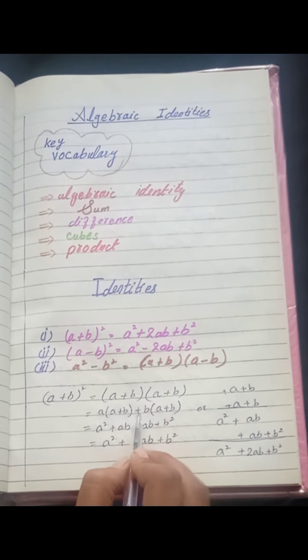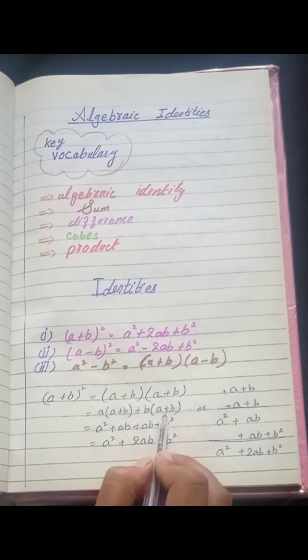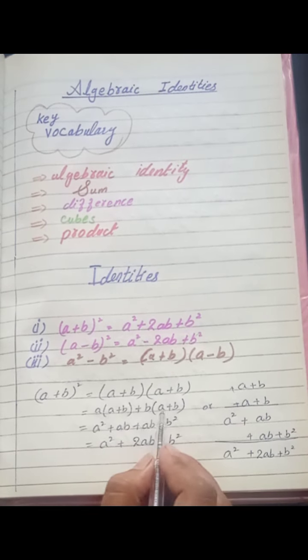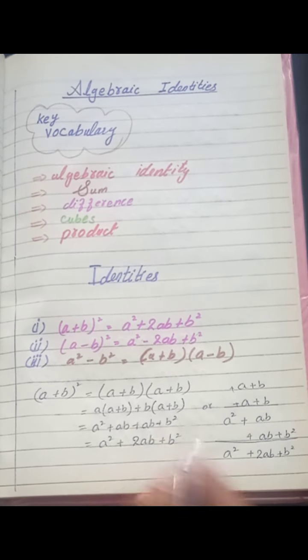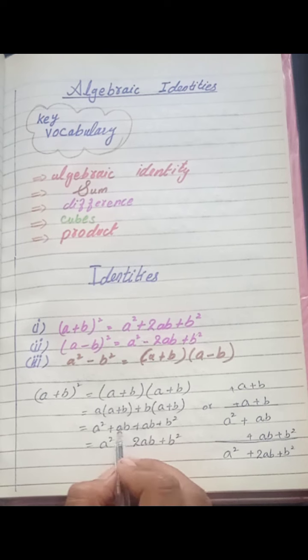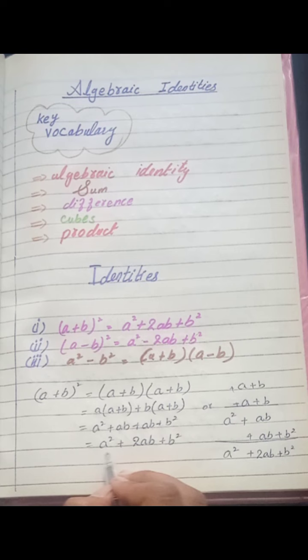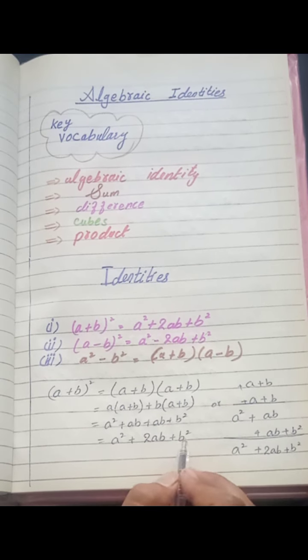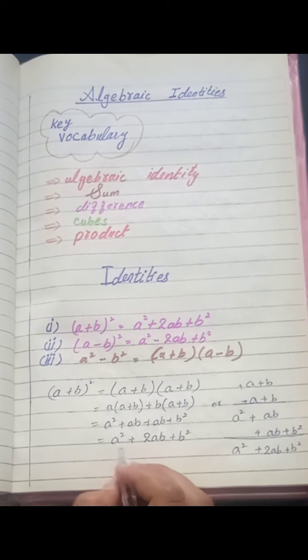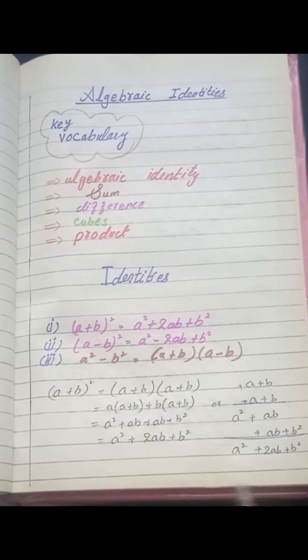So if we multiply a plus b with a plus b, we multiply a with a, we have a square, a with b we have ab, b with a we have ab or ba, b with b we have b square. Then a square plus 1ab and 1ab we have 2ab, plus b square. So we have a square plus 2ab plus b square. It means that (a plus b) whole square is equal to a square plus 2ab plus b square.